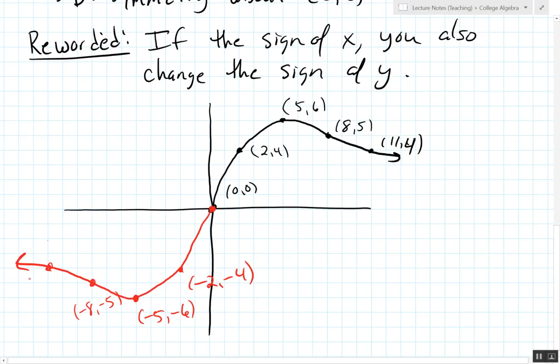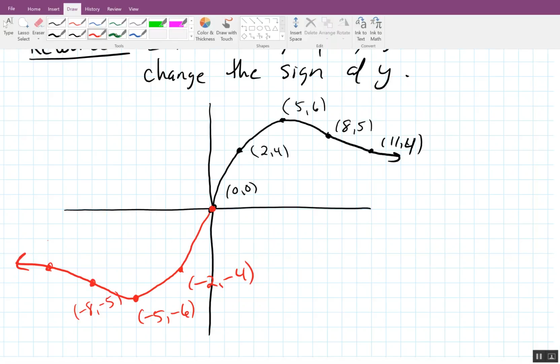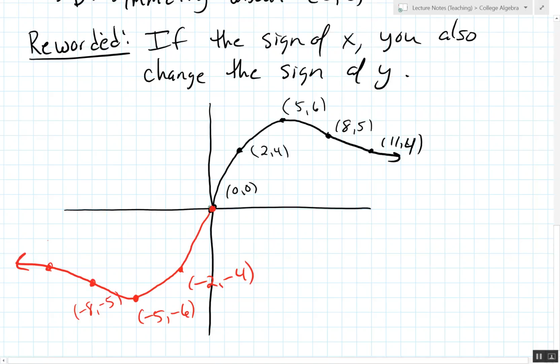There we go. Notice the way I think about it is first you reflect the image this way. So you would reflect it this way first, this direction, and then you reflect it down this way. So that's what reflection of the origin is.